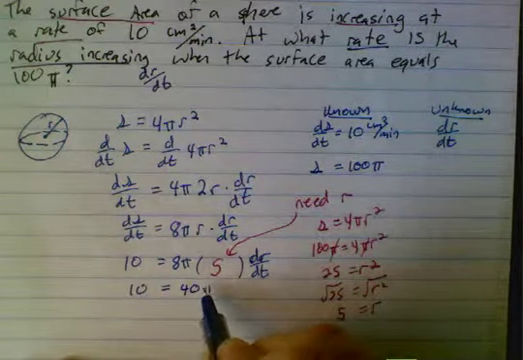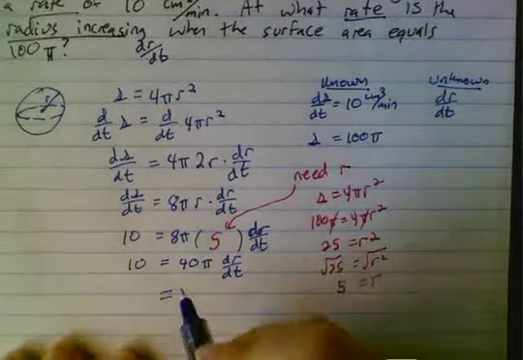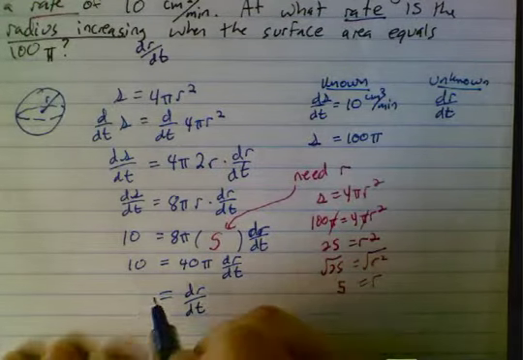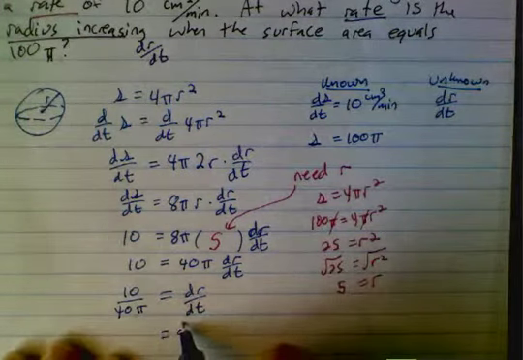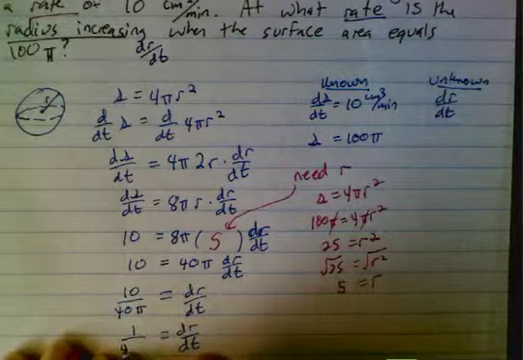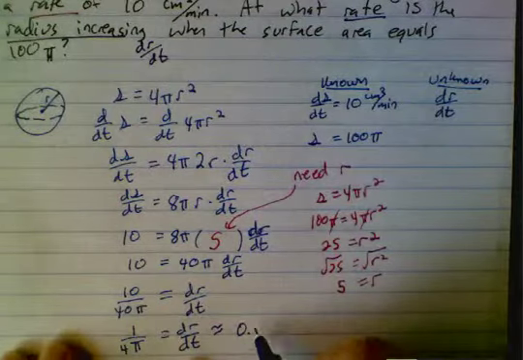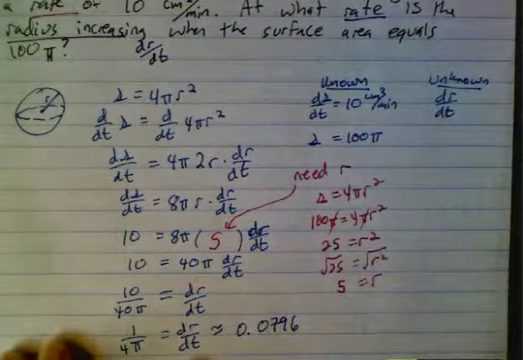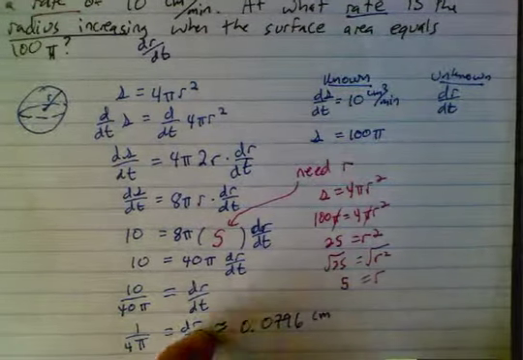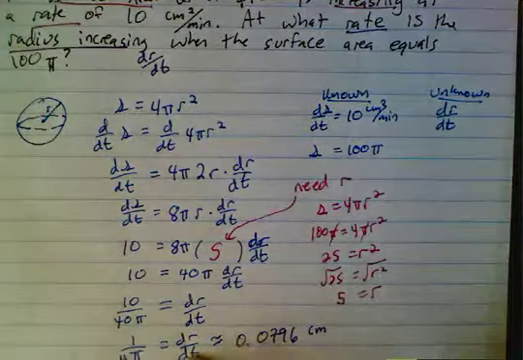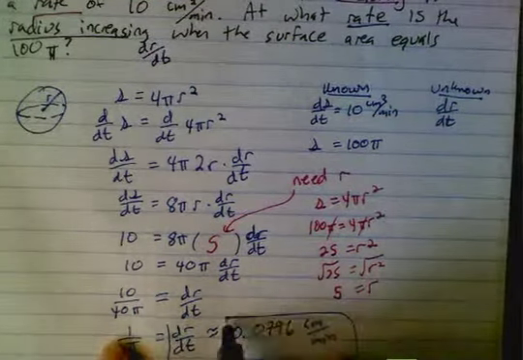10 equals 40 pi dr dt. Divide both sides by 40 pi. One over 4 pi is the exact answer, approximately equal to 0.0796. For our units, we're interested in r. The r radius is centimeters, because we're doing a centimeter squared up here. The t units are minutes, centimeters per minute.